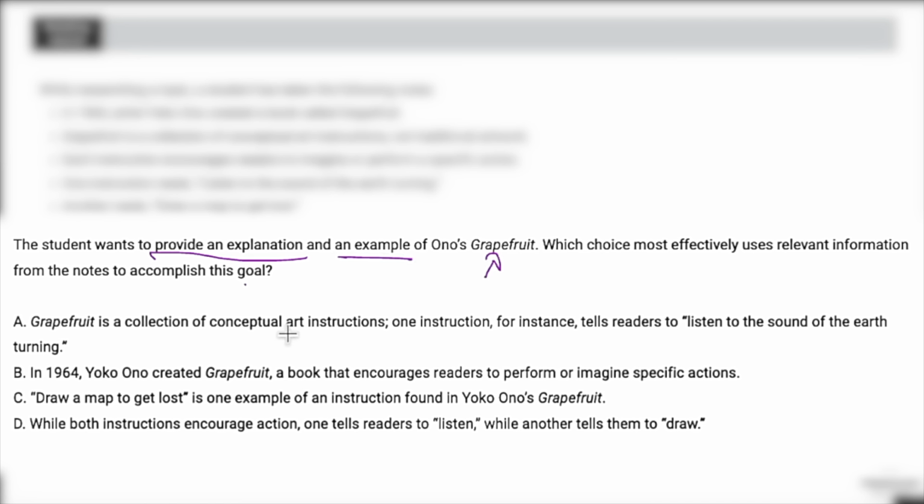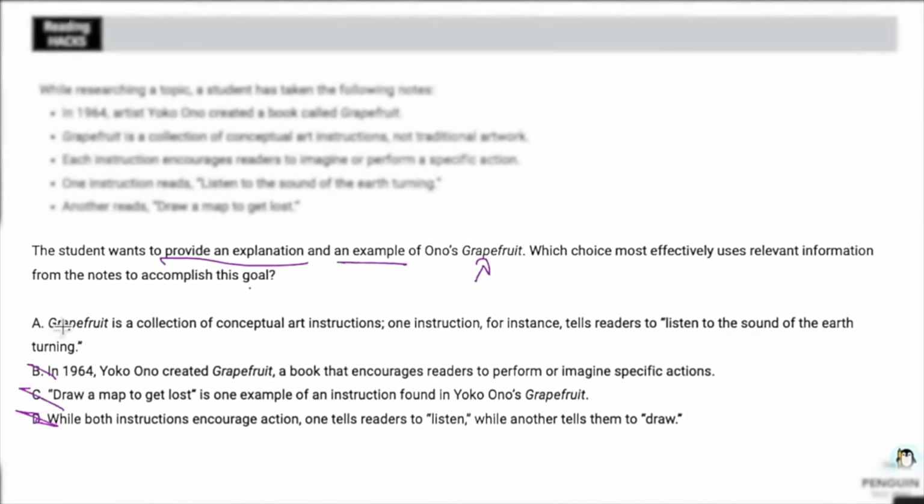A, it's a collection of art instructions. That's an explanation. And then one instruction tells readers to do this thing. That's an example. Choice A seems to work. We'll keep it. B tells us an explanation but doesn't give an example. C gives an example but doesn't give an explanation. D gives more examples but not an explanation. So it is choice A.